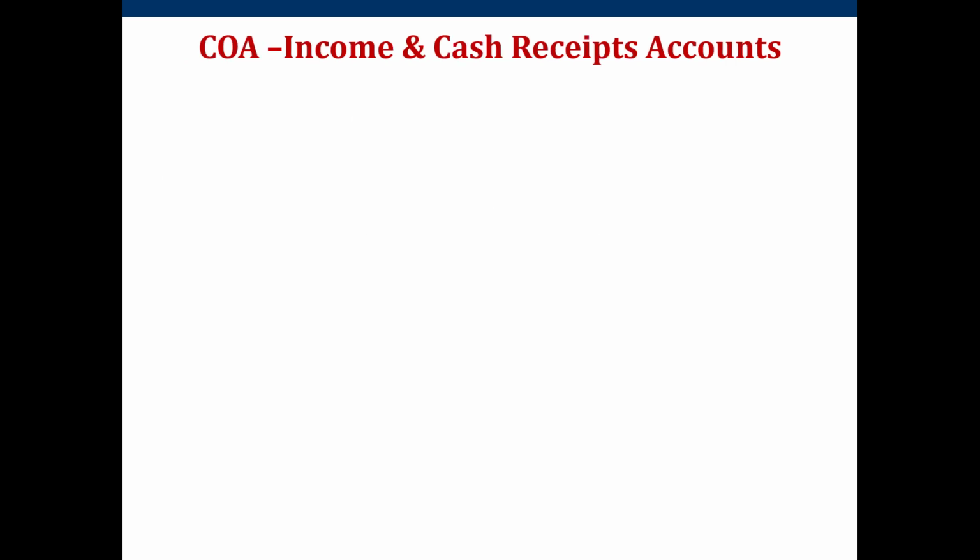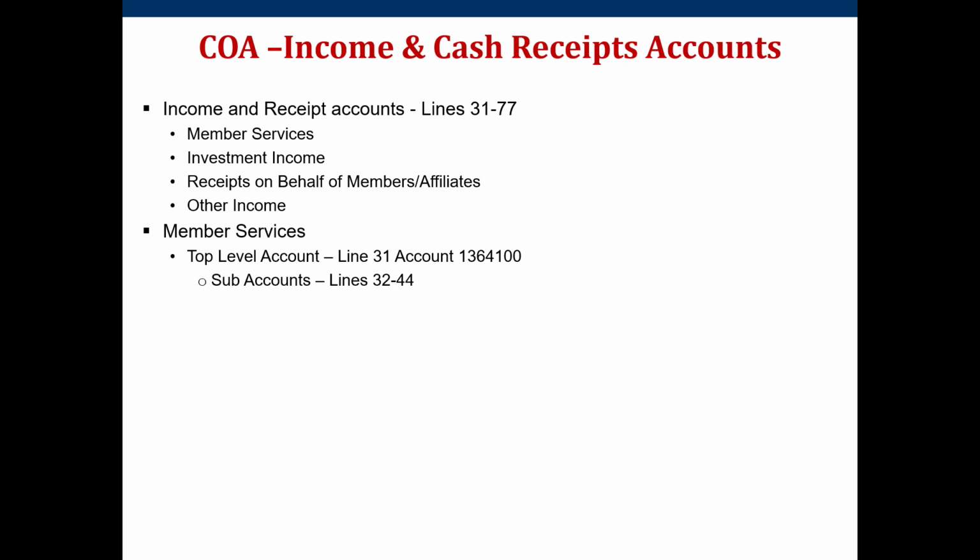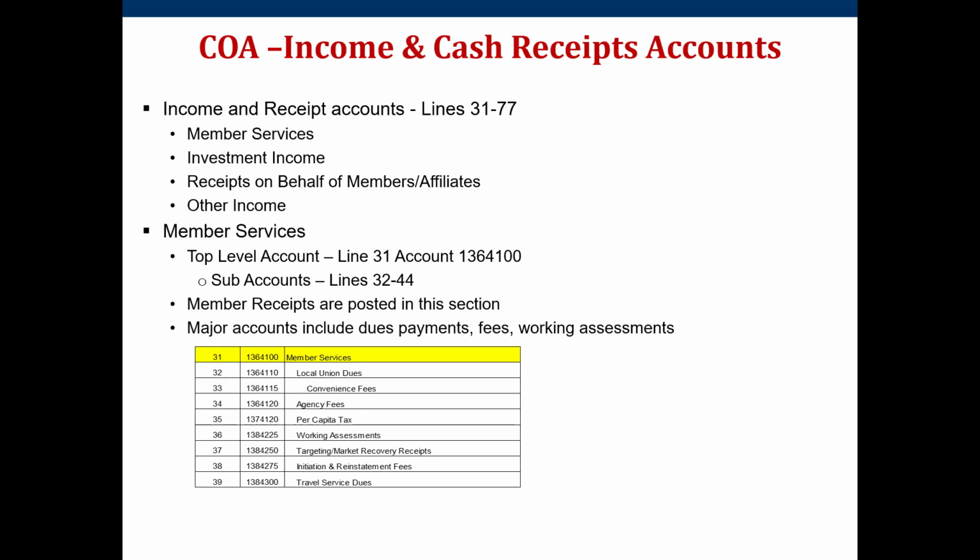Our chart of accounts has 4 groupings of income and receipt accounts: member services, investment income, receipts on behalf of members or affiliates, and other income. The first grouping of income accounts is member services. The top level account is on line 31, 1364-100, and the sub-accounts follow from lines 32 through 44. The list below are the major accounts included in this section. Line 32 for local union member dues, and line 36 for local union working assessments are the primary and major accounts that most local unions will use.